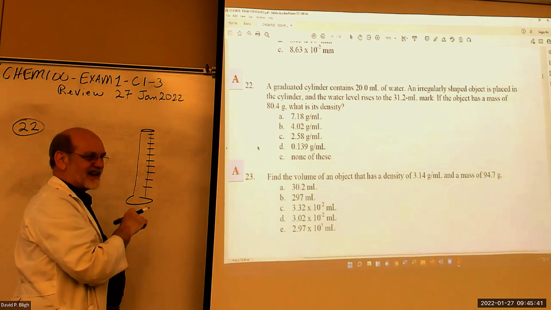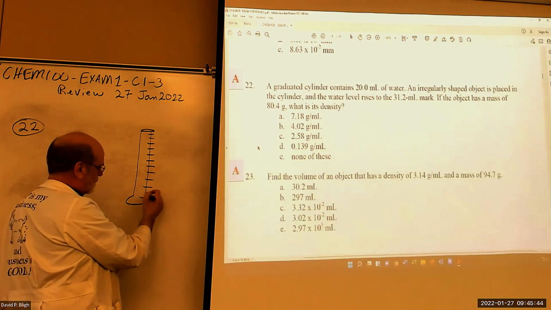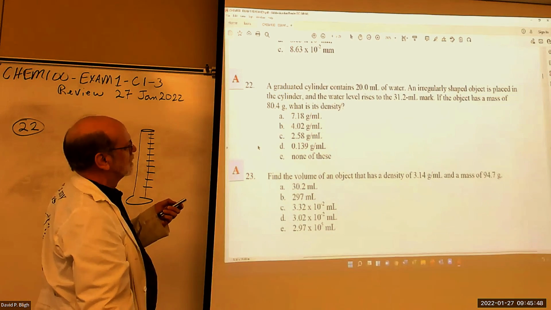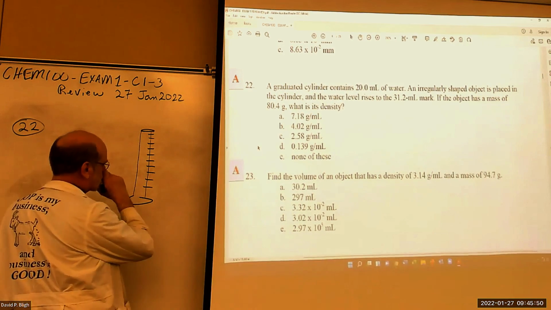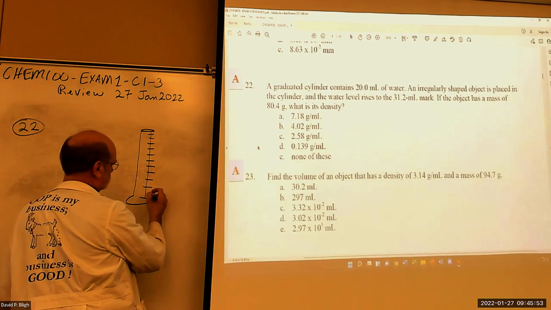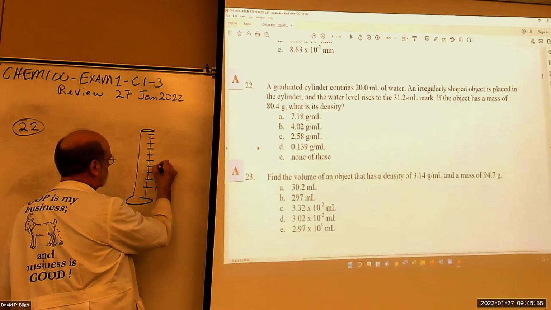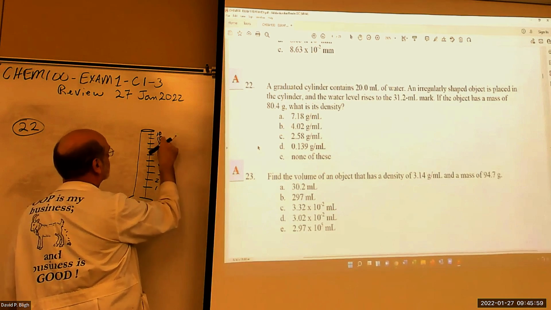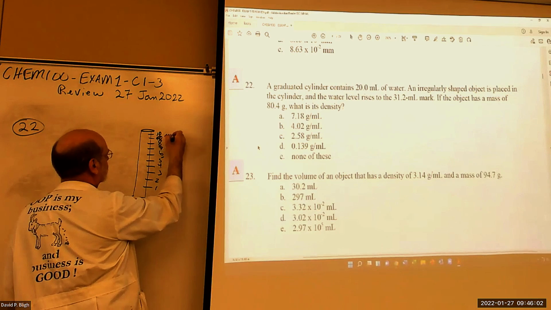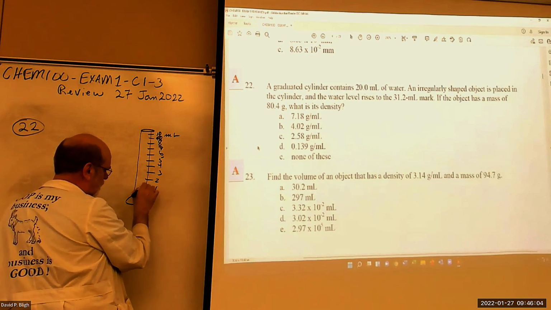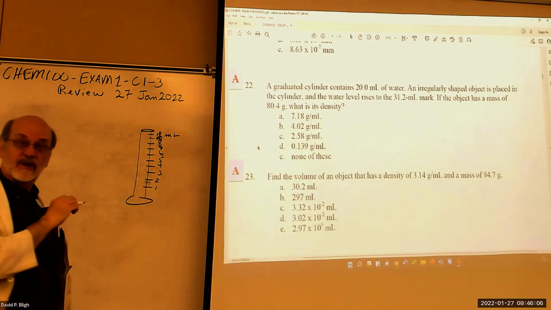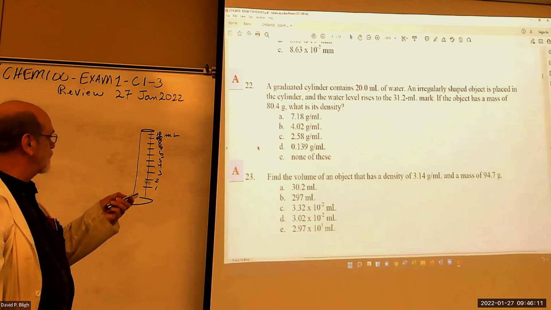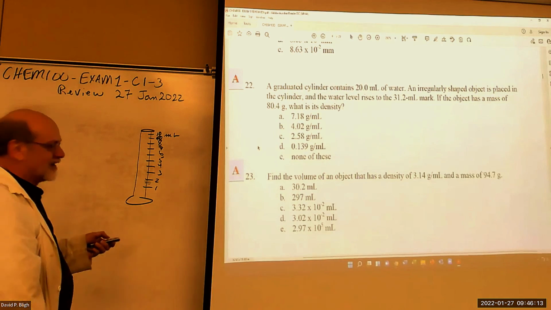So it's to contain. That means it starts at the bottom with, well, it depends on the cylinder. Let's say, which one would this be? In milliliters. So this is probably 1, 2, 3, 4, 6, 7, 8, 9, and 10 milliliters. So it's going to have subdivisions in here, tenths of milliliters. All right, a graduated cylinder contains 20 milliliters of water. Well, that's a bad choice.